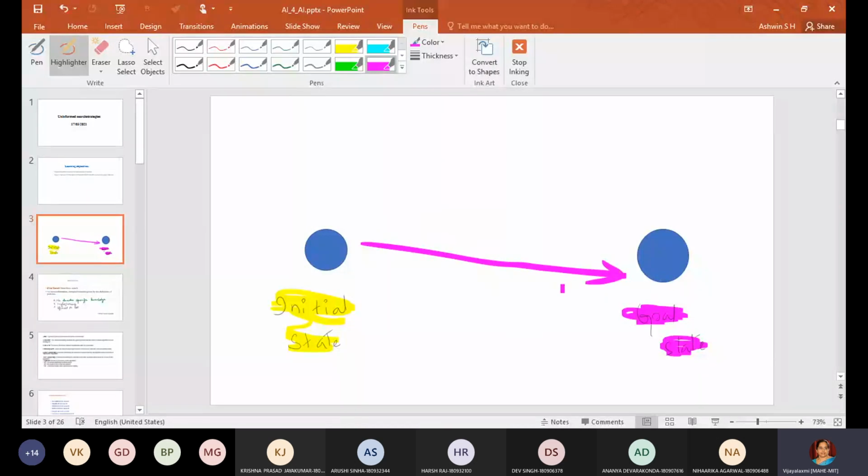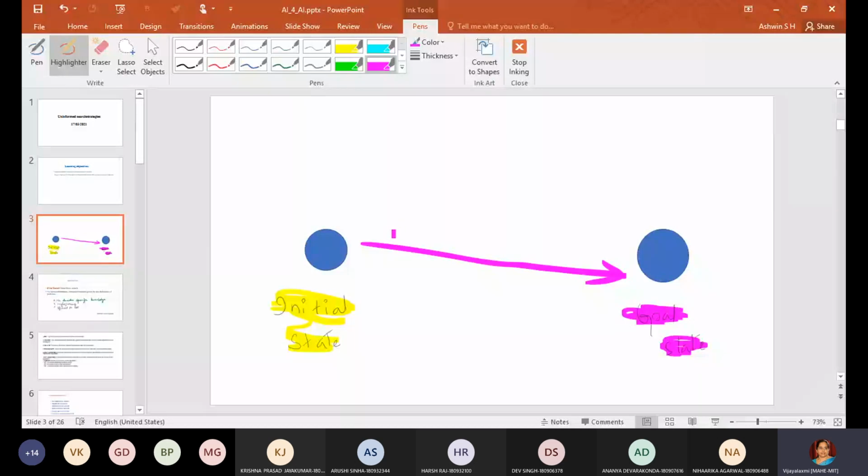Sometimes you will be knowing a lot of information about the goal state. The knowledge will be there about the environment, about the conditions. All these conditions you may be knowing, or sometimes you may not be knowing anything. You have to just start from the initial state and go to a goal state. So how are you going to perform the search?